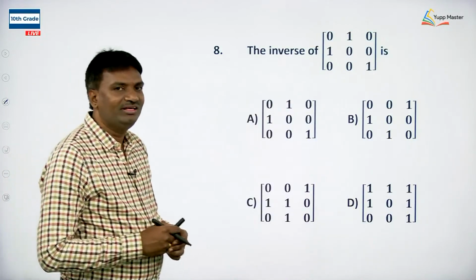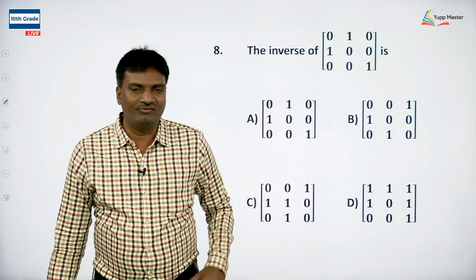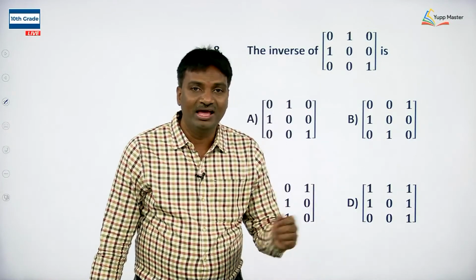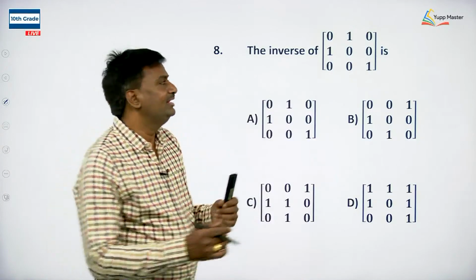Next, the inverse of the matrix. The given matrix is a 3 cross 3 matrix. So when a 2 cross 2 matrix is given, we know A inverse equal to 1 by AD minus BC times [D, -B; -C, A]. But here the given matrix is a 3 cross 3 matrix.